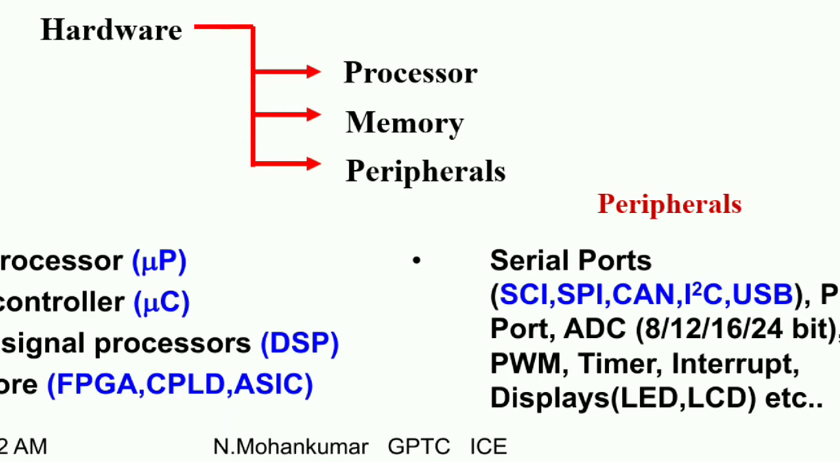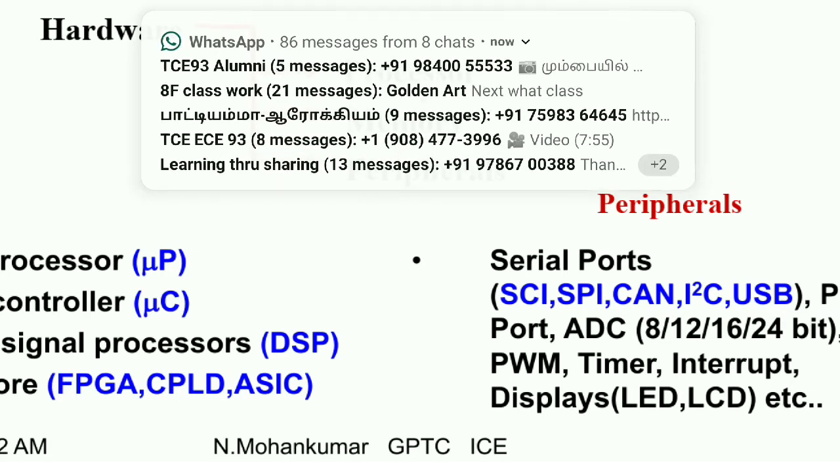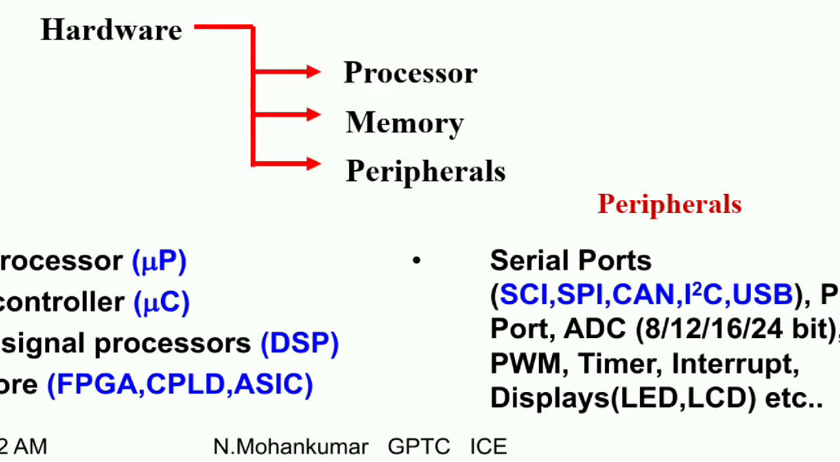And PWM is a pulse width modulated output. This is required to control the speed of a motor and in many other applications. And the timer is an important peripheral required for the embedded system, because in many applications we need to do activities with respect to time. And interrupt mechanisms are one of the important mechanisms in a system. And displays, right? LED, LCD, these kinds of displays are required for the embedded system. So most often all these peripherals may be required, depending on the application of the embedded system, right?